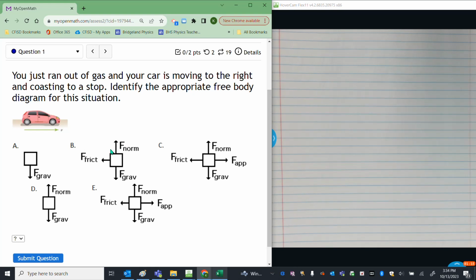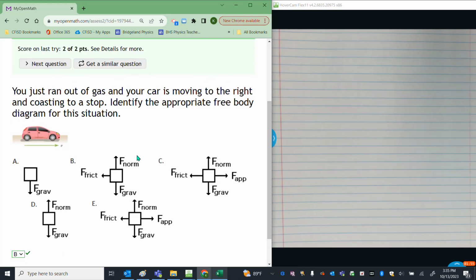The thing that differentiates these is the applied force that is present in these two, that is not present here. And then of course between these two, these have equal vectors and these don't. And so taking a look at this, it says that our car ran out of gas and it's just coasting to a stop. So the car is already moving. It's already moving to the right. There's not a force being applied to make it move. It's just going that way. The force that's applied is against the car, bringing it to a stop. And so the diagram that shows that is diagram B.